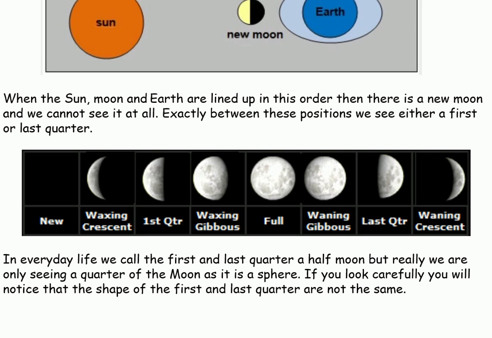In everyday life, we call the first and last quarter a half moon. But really, we are only seeing a quarter of the moon as it is a sphere. If you look carefully, you will notice that the shape of the first and last quarter are not the same.